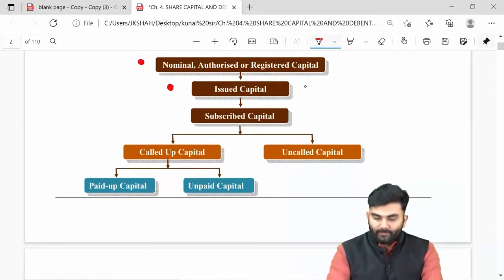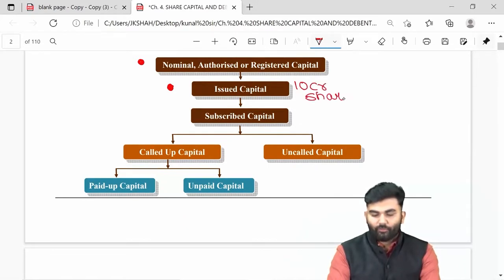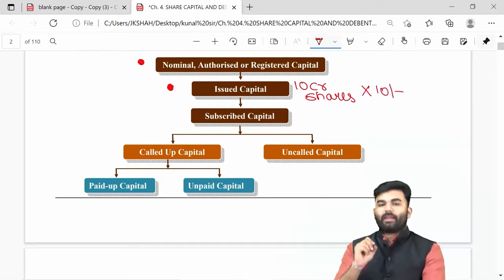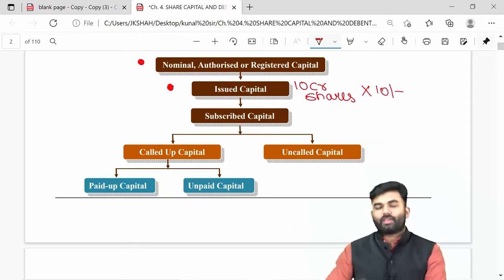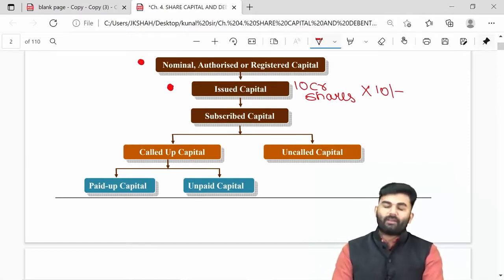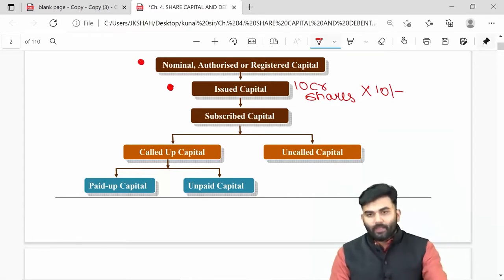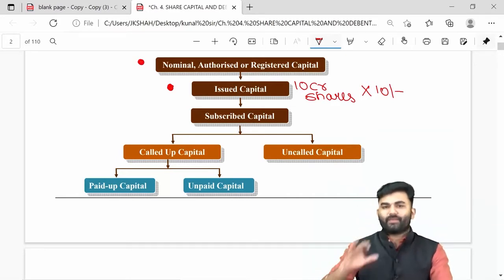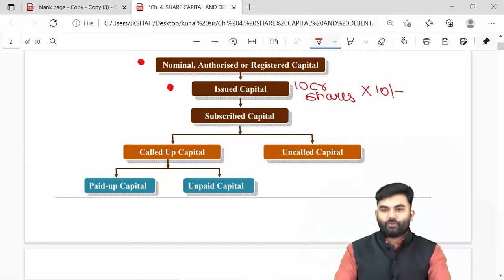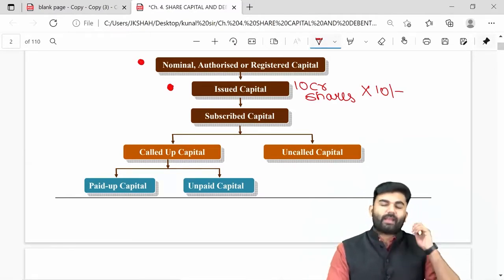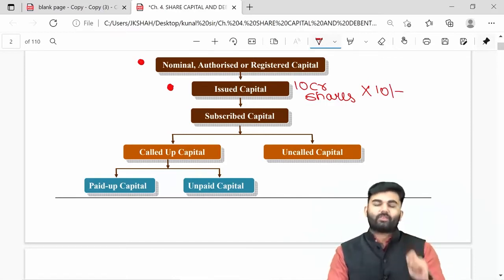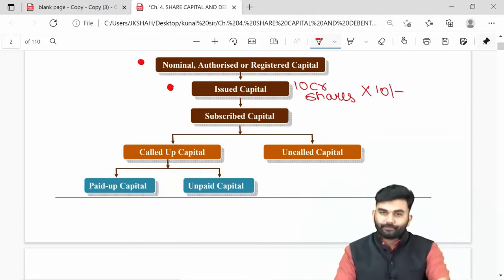For example, the company has an issued capital of 10 crore shares of rupees 10 each. However, the shares are being issued at 100 rupees, meaning the shares are issued at a premium. We are not here to discuss the issue price, we are here to discuss the classification of share capital. So the issued capital of the company here is 10 crore shares of rupees 10 each. These are the shares the company has issued.